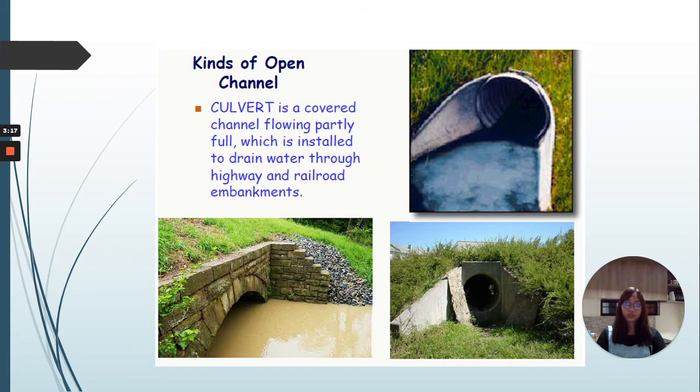Next one is a culvert. It is a covered channel flowing partly full, which is installed to drain water through highway and railroad embankments. It is a structure that allows water to flow under the road or similar obstruction from one side to the other. Typically embedded so as to be surrounded by soil, a culvert may be made from a pipe or reinforced concrete or other materials.